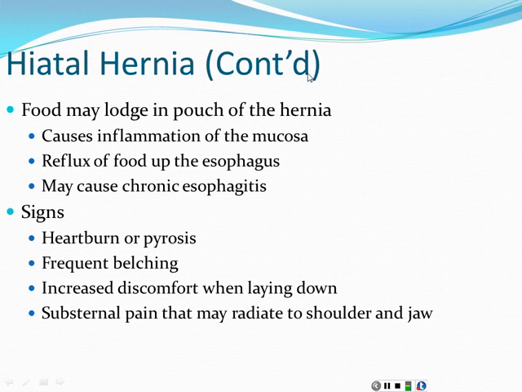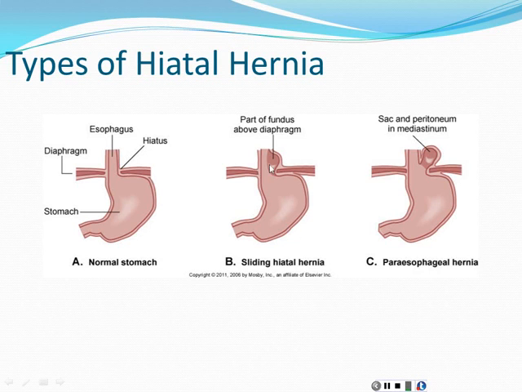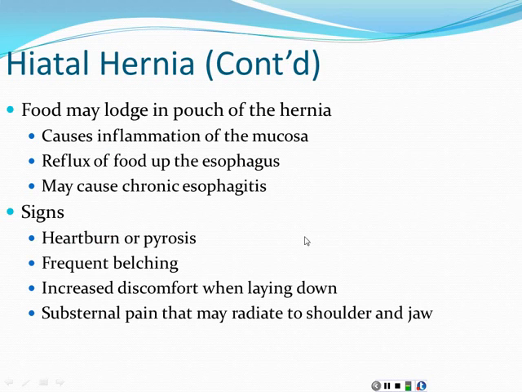Hiatal hernia is another cause for really bad breath if you've got that paraesophageal version. So frequent belching, increased discomfort when laying down. Why? Because when you lay down, the weight of your abdominal contents is sort of pushed down, and with the hernia, it then pushes up into the diaphragm. So essentially, the stomach slides up when you lay down. And then when it's impinged or in trouble, you get substernal pain. So you get pain underneath your sternum that can radiate.